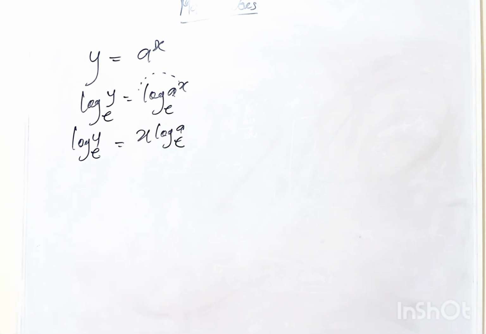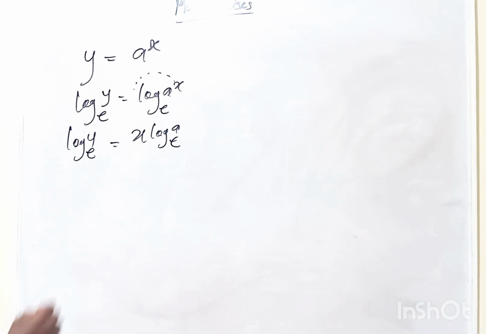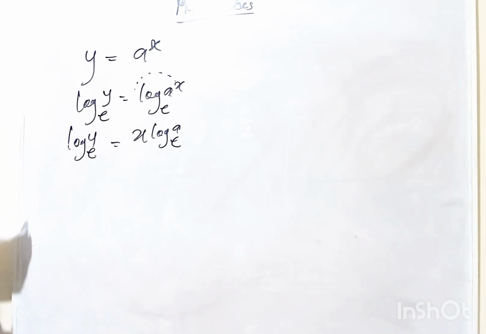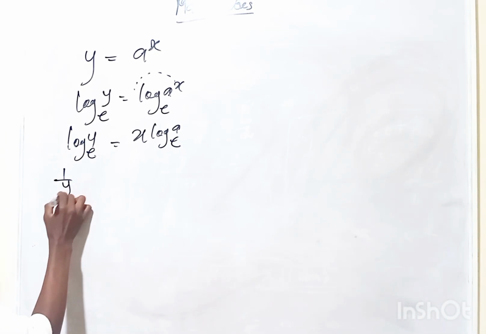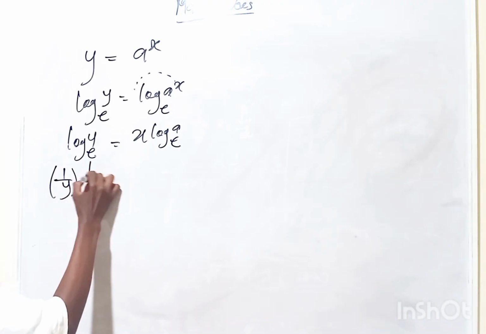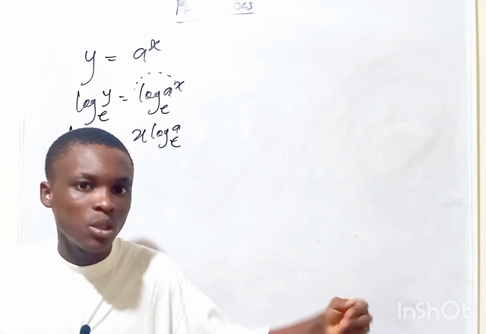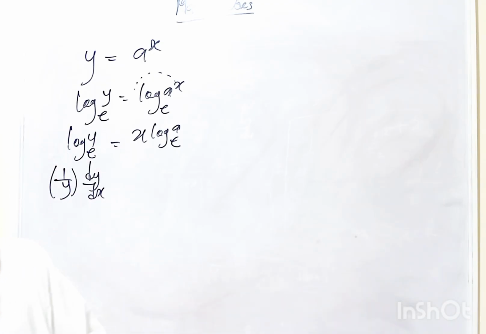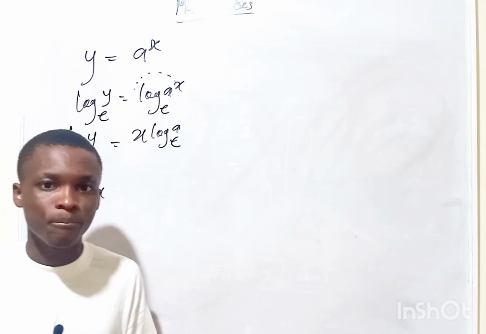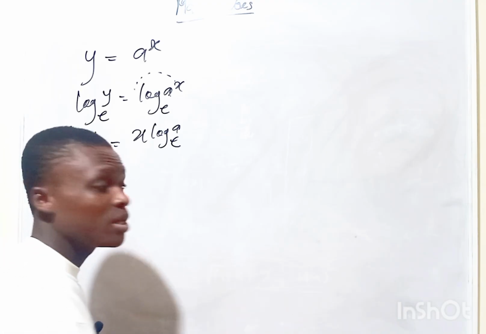So from here, let's differentiate. We know that if we differentiate log y base e, we'll have 1 all over y. Then you add the dy over dx from implicit differentiation. So whenever we differentiate with respect to y, we add the dy/dx. But if we are differentiating with respect to x, we don't add the dy/dx. It's when we are differentiating with respect to y from implicit differentiation.